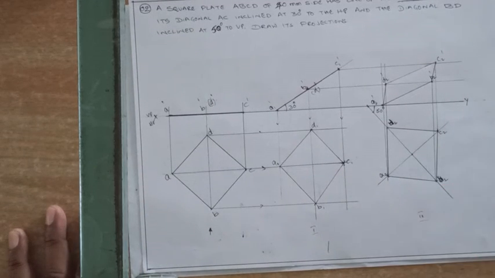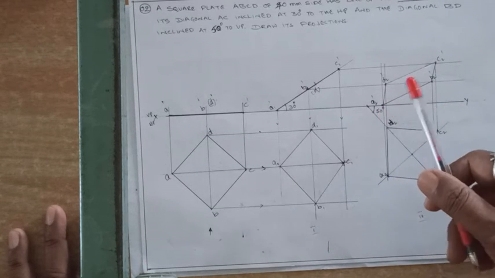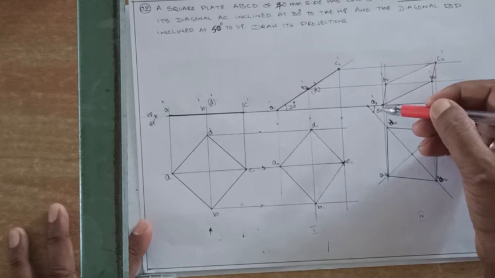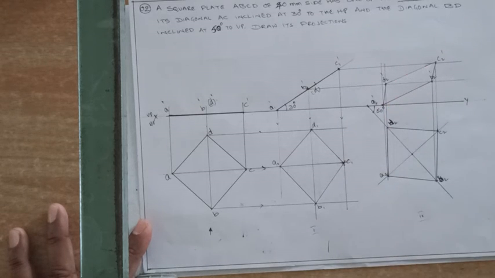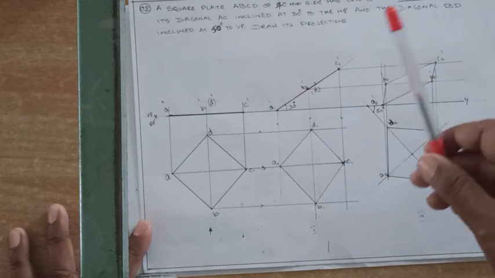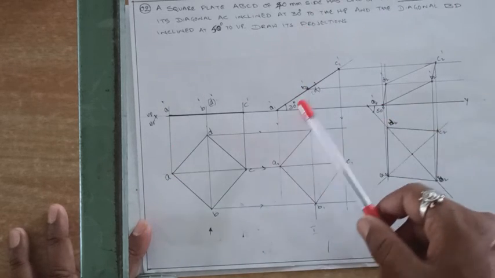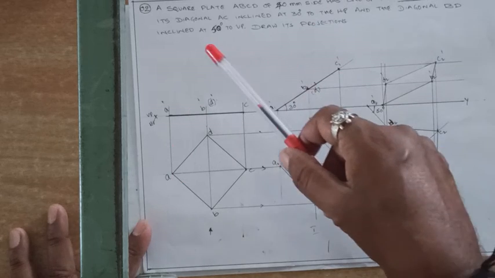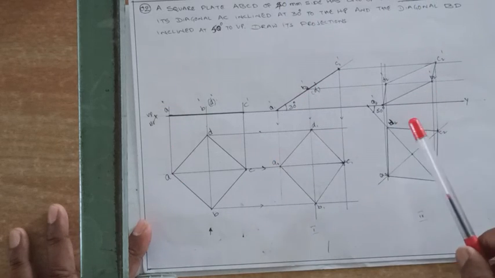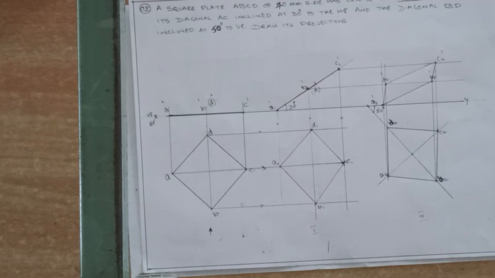So what is the condition given? A is on the ground. So in the final front view A is on the ground. So condition is satisfied. Okay, then corner A on the HP, good. So 30 degrees inclination AC, good. And BD is inclined at 50 degrees, good. So final condition also satisfied. Okay, thank you. Practice it.